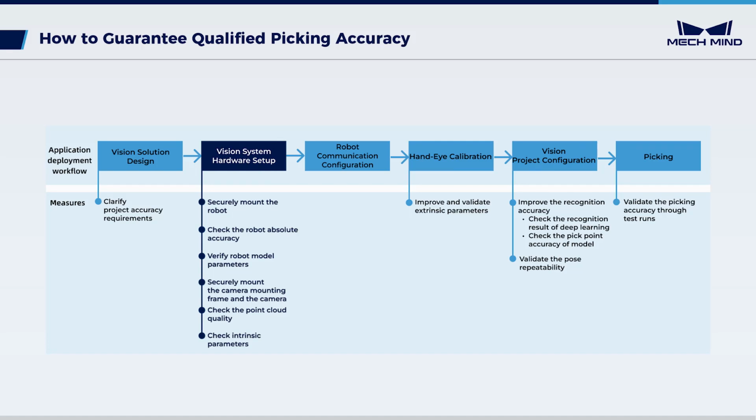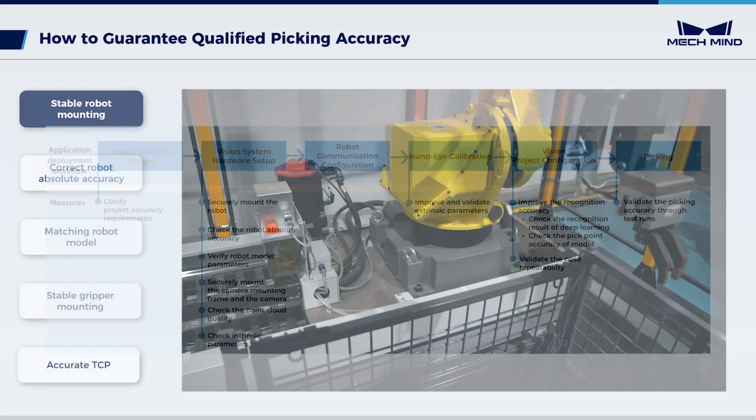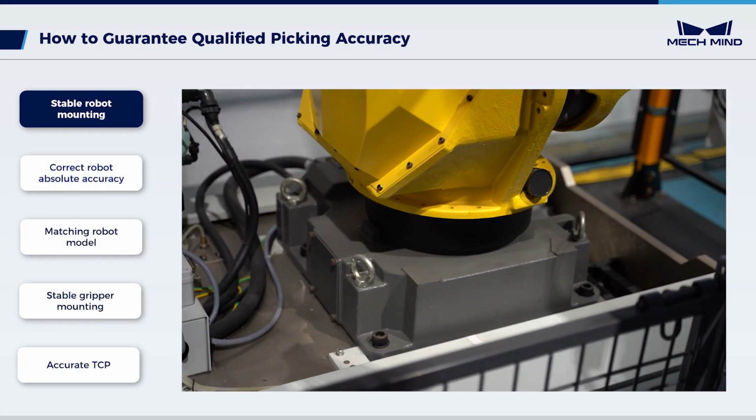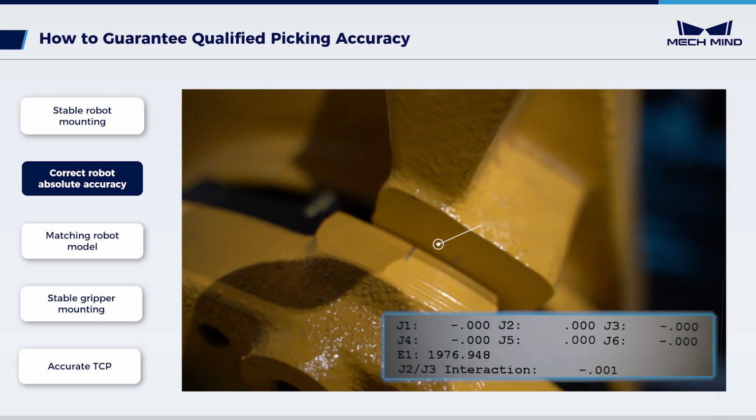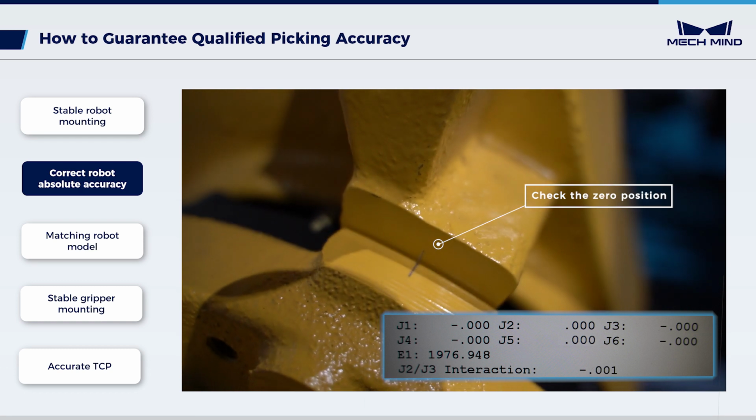Entering the setup of the vision system hardware, first, check the robot. Securely mount the robot base and make sure there's no wobble in the robot body. Check the robot absolute accuracy. For this, check the 0 positions for their accuracy. If they are inaccurate, please recalibrate.